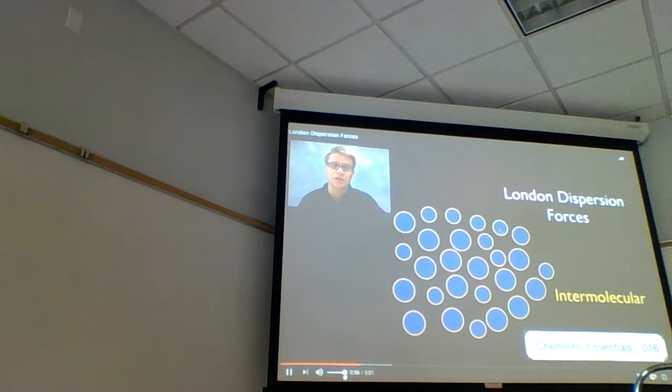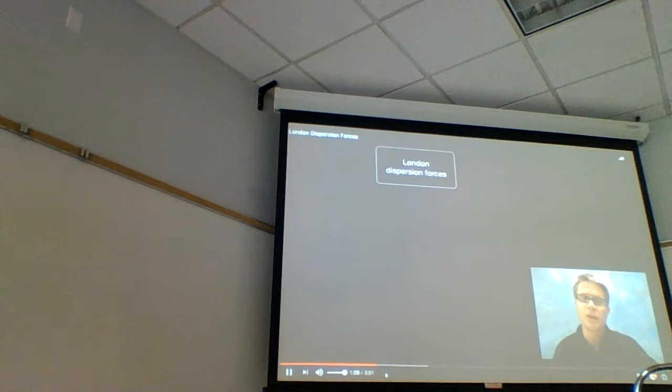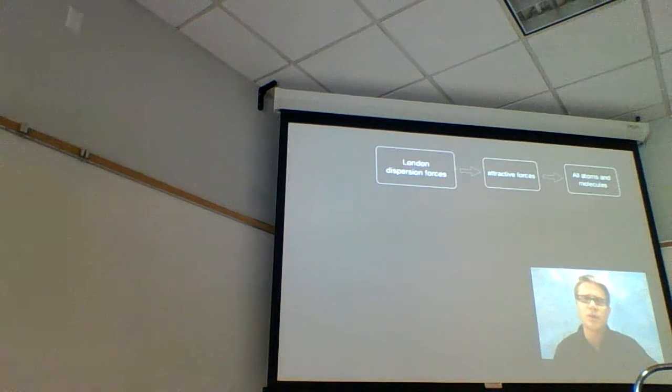Between this molecule and this molecule, between this molecule and that molecule. And these are generally going to be really, really low compared to the intramolecular forces within the molecule itself. And we'll talk more about those in later videos. But London dispersion forces are going to be attractive forces. These are intermolecular, between molecules. They're going to be found in all atoms and molecules. Everything is attracted through London dispersion forces. Really important.